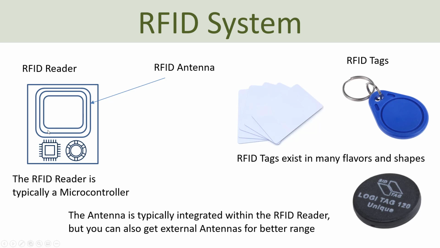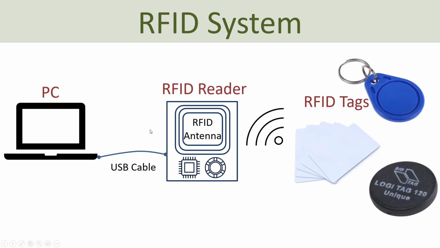Mostly the RFID antenna is built into the microcontroller, but you can also have a separate or external antenna for better range. So typically you connect the RFID reader, in this case with a built-in RFID antenna that picks up the signals from the different tags, and then you can connect it to your PC using a USB cable. Then you need to create a program in a programming language like Python, LabVIEW, C#, etc. I will provide examples in Python, LabVIEW and C# later.